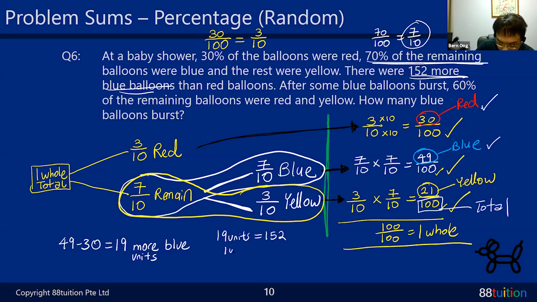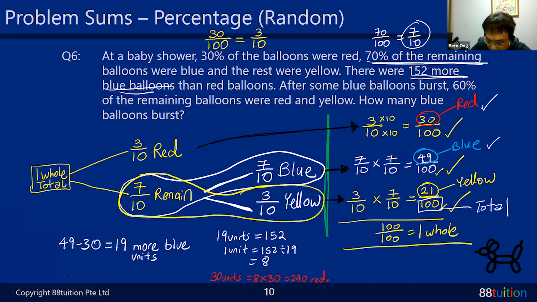Go and find 1 unit. So 1 unit is 152 divided by 19. Use your calculator, and your answer would be 8. So with 1 unit as 8, I can easily find how many red, how many blue, and how many yellow. Let's go and do that for fun. Red got 30 units. 8 times 30, 240, red.